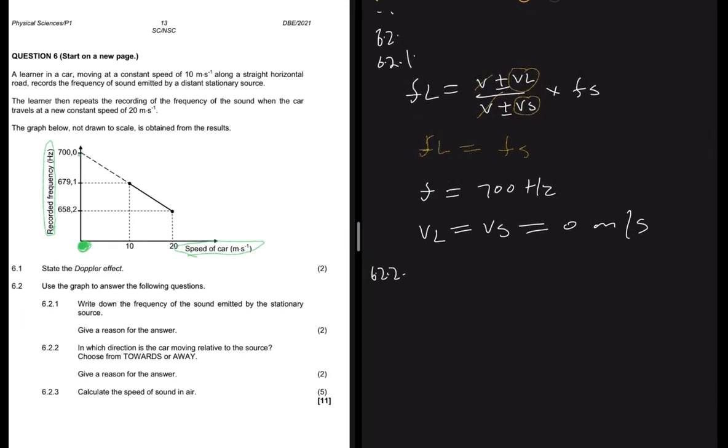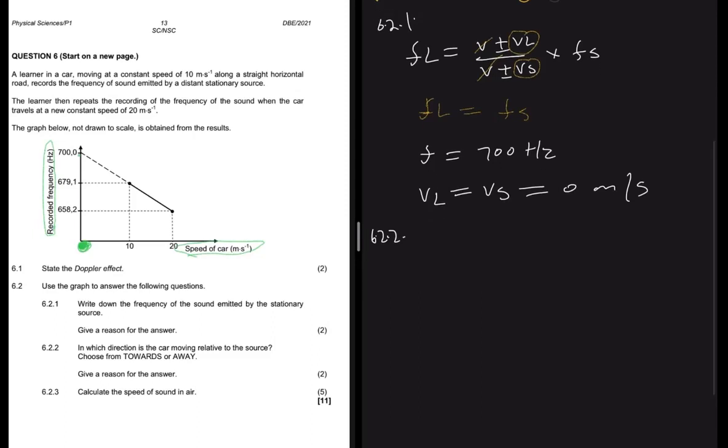6.2.2. In which direction is the car moving relative to the source? Choose from towards or away. Give a reason for the answer. Again, we have to stick to the graph we have. That's what the question requires of us.